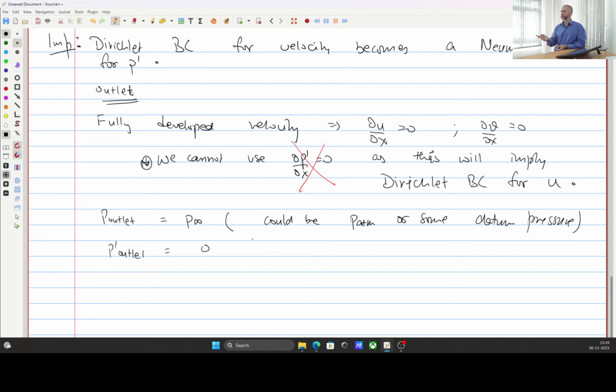Now that's interesting. For the velocities, what did we have on the boundaries? On the outlet boundary, we had Neumann. So Neumann for velocity, Dirichlet for pressure. Dirichlet for velocity, Neumann for pressure. So you get the idea.